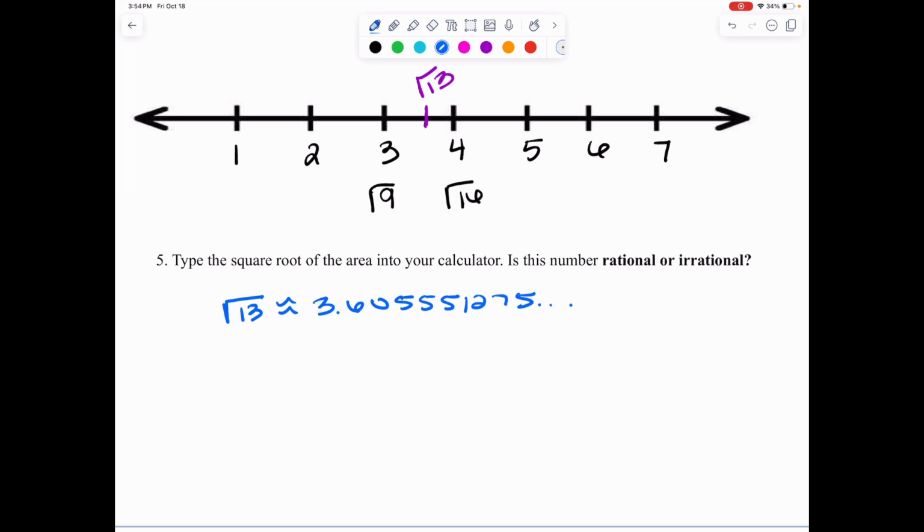And is your result a counting number? No. Again, it's this long, ugly decimal that's not going to end, which means it's non-terminating, and it's not repeating in any way. So that makes this number irrational. And the reason is because it is non-terminating and non-repeating.